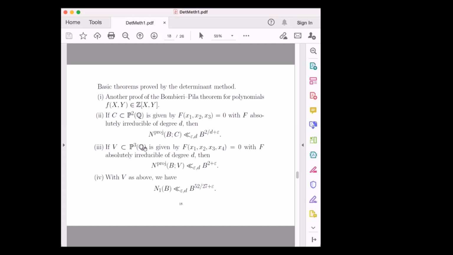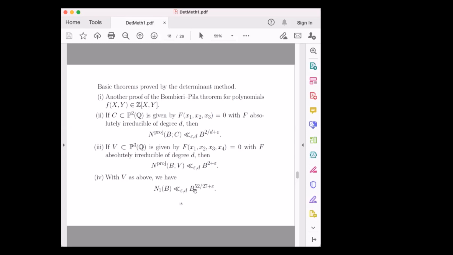For surfaces in P3, given by a form in 4 variables, absolutely irreducible of degree d, the count of projective points is of order at most B to the 2 plus epsilon. So we'll look later at what the quality of these exponents is. This is counting all projective points, but if we have the subscript 1, so we're excluding trivial points, points on lines contained in the surface, then we get an exponent that is strictly less than 2.